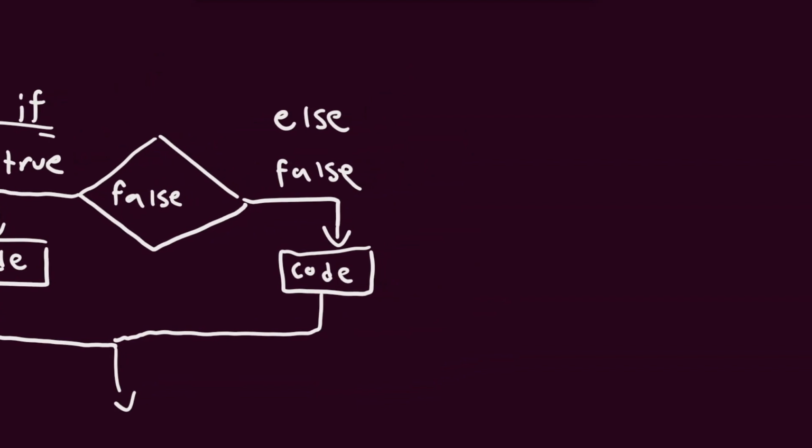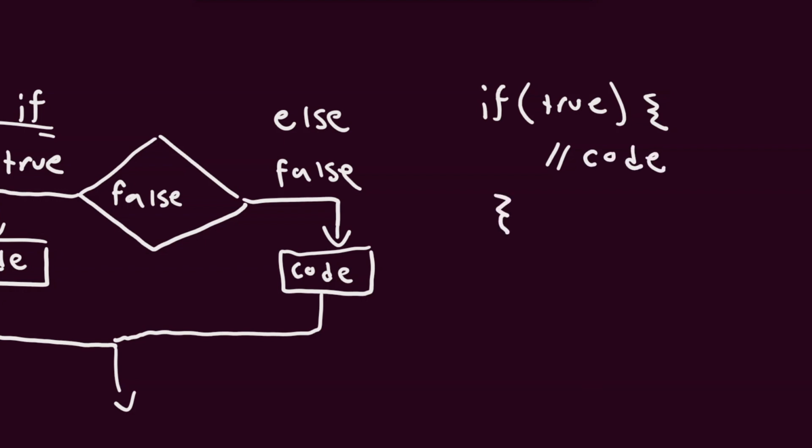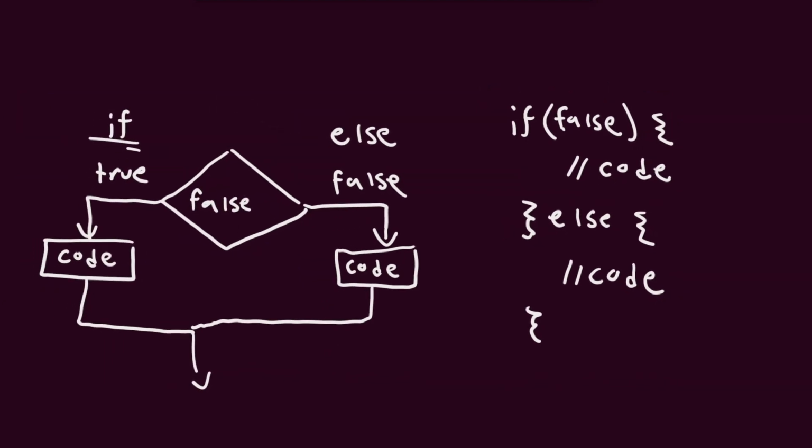So it looks something like this. If a following condition is true, then execute the code inside this block. Okay? However, if this condition is false, then else, go to this block instead and execute the code in here. All right? So this is how an if-else statement structure works.